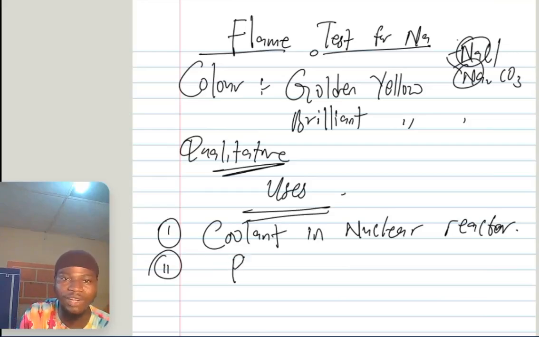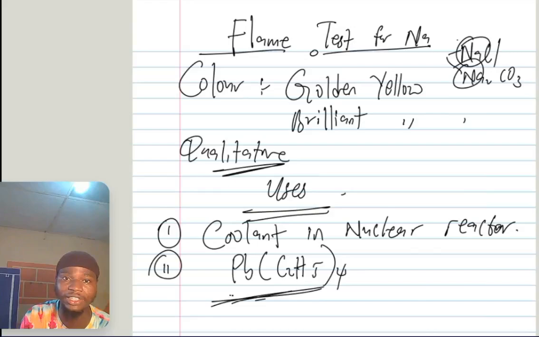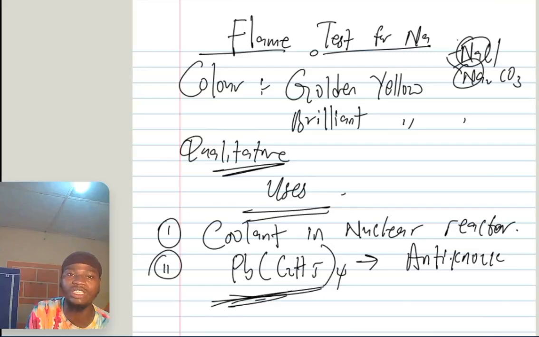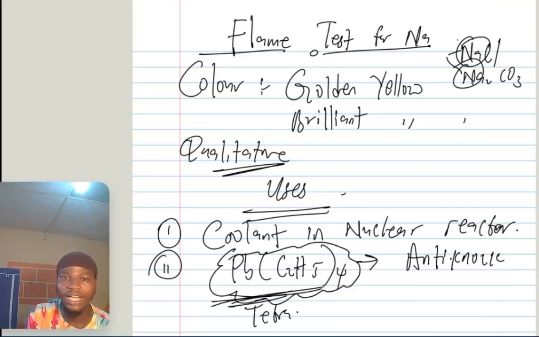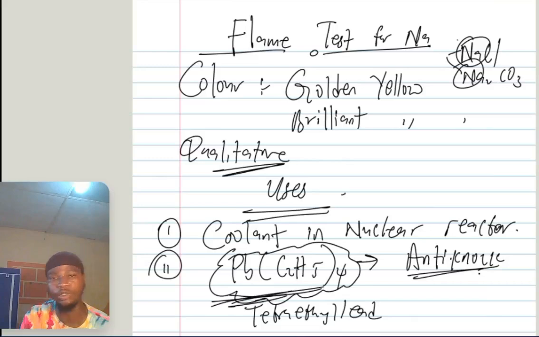Sodium is used in the manufacture of this compound, tetraethyl lead. This compound is used as an anti-knock in petrol. So this is how you say it: sodium is used in the manufacture of tetraethyl lead, which is used as an anti-knock in petrol.